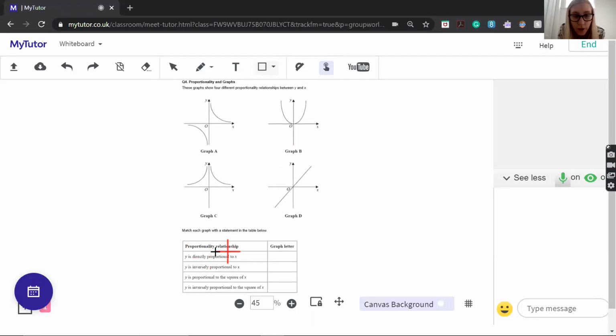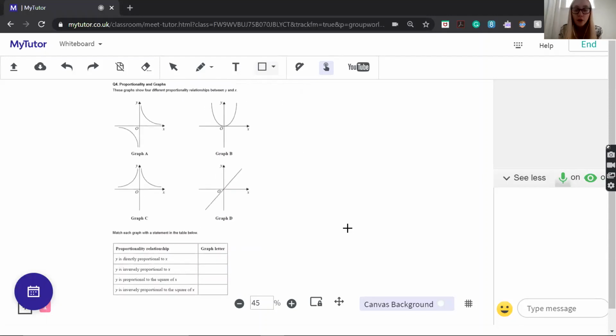So either y is directly proportional to x, y is inversely proportional, y is proportional to the square of x, or y is inversely proportional to the square of x. I'll go through them one at a time and explain what I mean. And there's a really neat way to think about this.